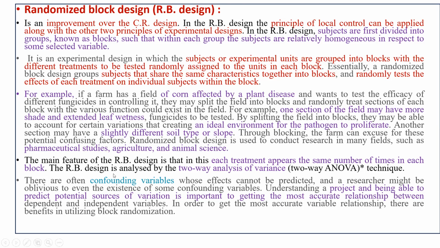So a researcher might be oblivious to even the existence of confounding variables. So in such a case, understanding a project and being able to predict potential sources of variation is very important for getting an accurate relationship between the dependent and independent variables. So this particular design, randomized block design, gives the benefit of all these factors, and is actually beneficial for this particular type of experiments, I mean.